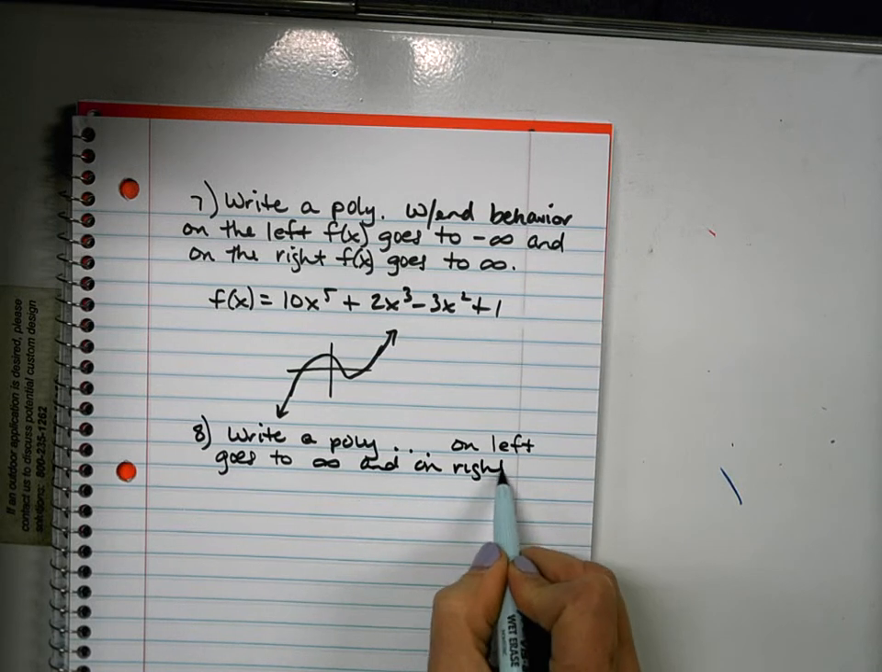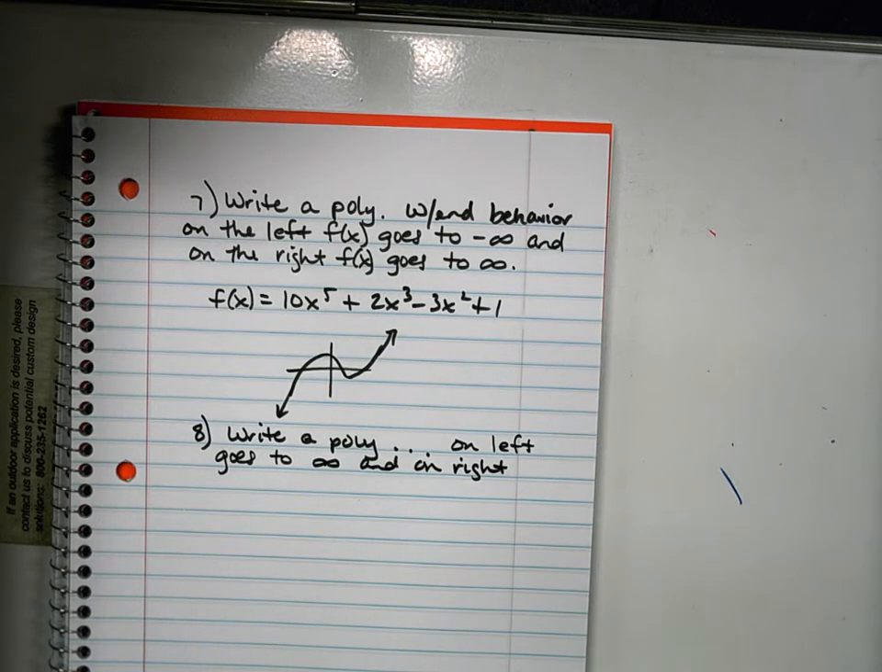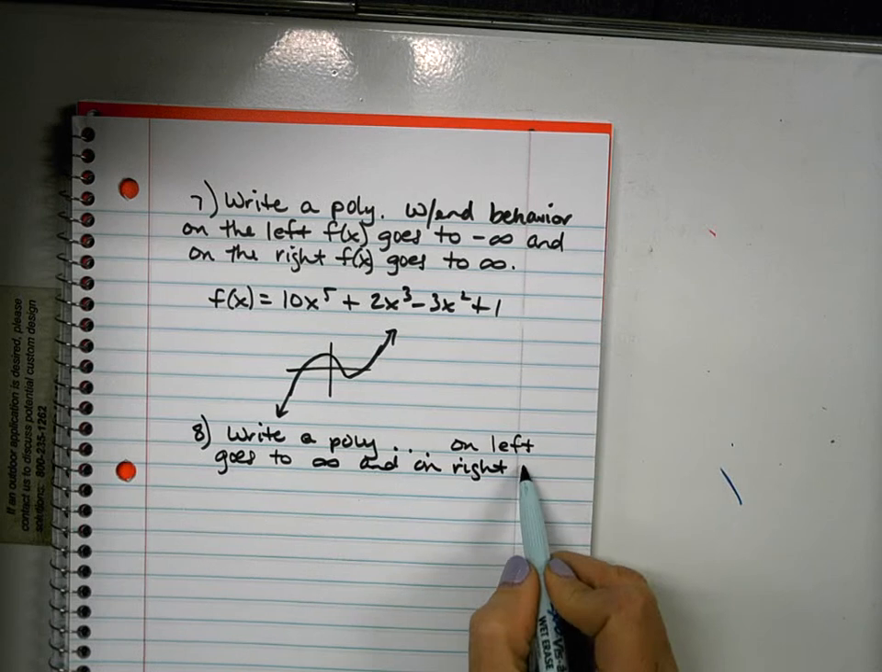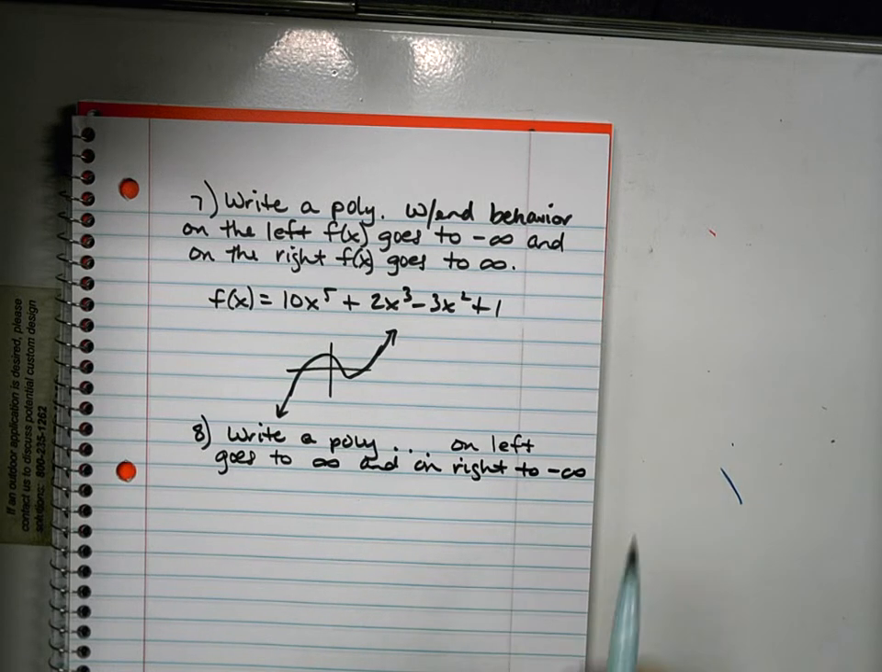Nick K, what do you think? Where do you want it to go? Okay, so on the left it goes to positive infinity, and on the right it goes to negative infinity, and you get to make it up, so there's an infinite number of answers. Okay, that could be right.